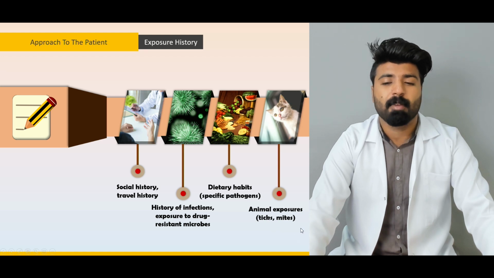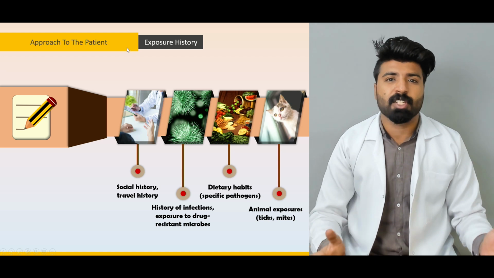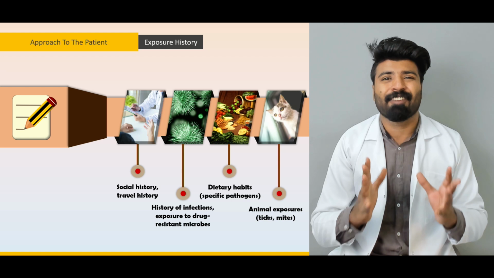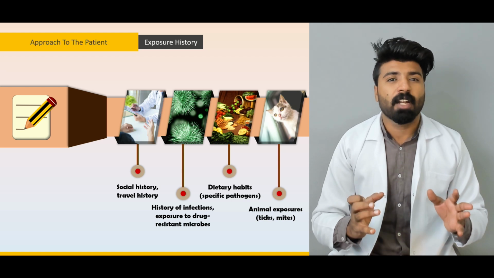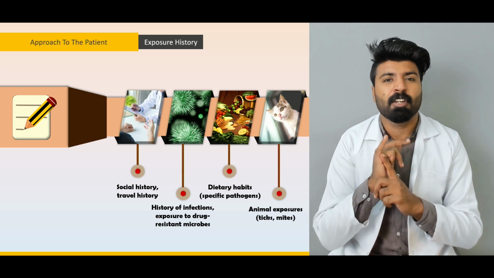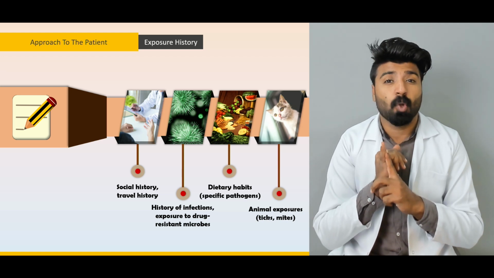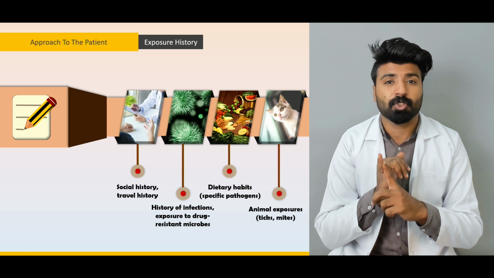So this animal exposure is very important. What we learned in exposure history is that we're going to talk about all kinds of exposures. All kinds of exposures mean where that patient went, where that patient goes every day. We're going to talk about that social history.